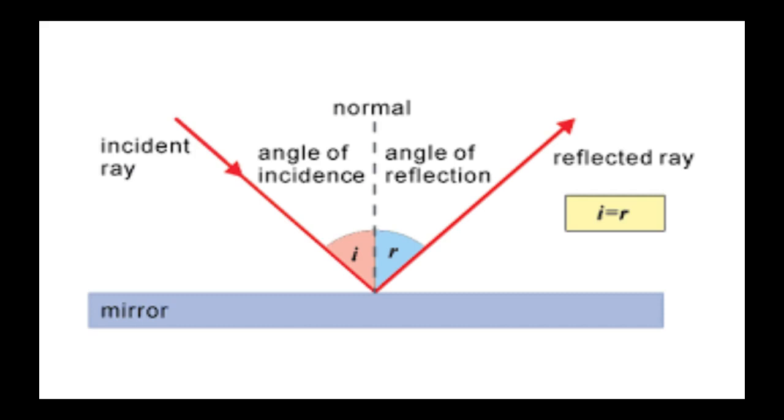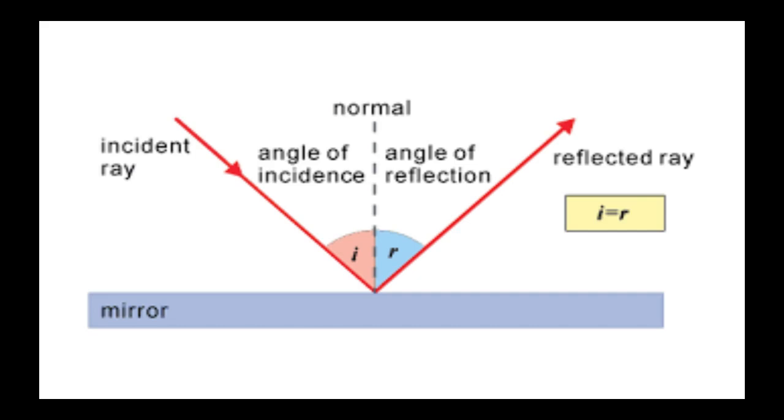So what are the two laws of reflection we have? The incident ray, the reflected ray, and the normal at the point of incidence all lie in the same plane, isn't it? The incident ray, the reflected ray, and the normal all lie on the mirror. So, all lie in the same plane.